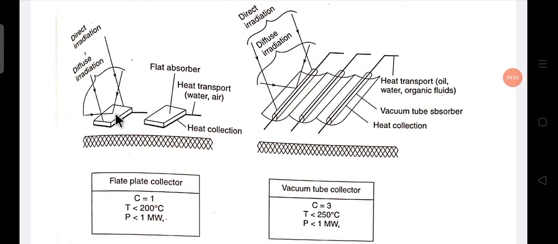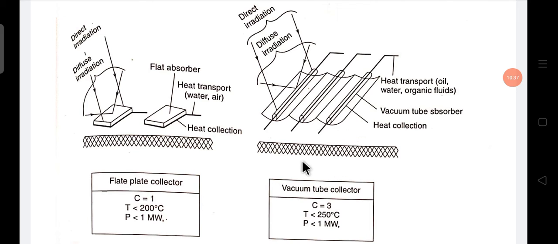That absorbing rod has a heat transporting fluid inside, okay. Both direct and diffuse radiation fall on the flat plate, and the heat is absorbed by that absorbing rod, and the heat is transferred through the heat transferring fluid, okay. This is a non-concentrating collector, and C is equal to 1. Temperature is very low, it is 200 degrees Celsius. Power is less than 1 megawatt, okay.